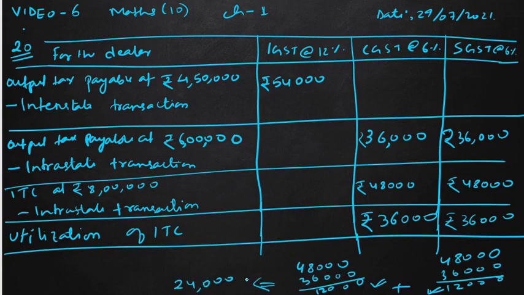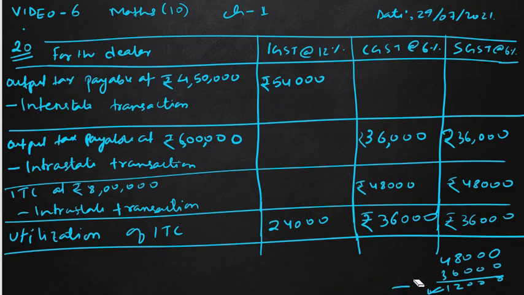If we combine these two, 12 plus 12, it is 24,000. That means he has 24,000 left. So that 24,000, what will he do? You can see the IGST part. For IGST he has to pay 54,000 but he has only 24,000. So what will he do? He will use this 24,000 to reduce the 54,000 payable. For the 54,000 he will pay only 24,000 because he has only 24,000 and nothing else.